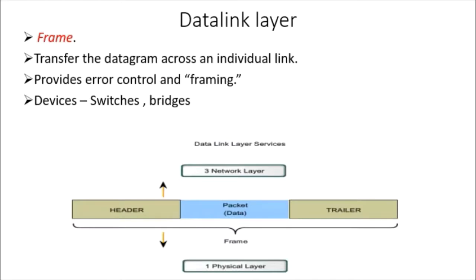Data link layer. The data link layer takes a datagram that it received from the network layer and encapsulates it in a packet called a frame. The communication channels that connect adjacent nodes are known as links. In order to move the datagram from source to destination, the datagram must be moved across an individual link. The main responsibility of the data link layer is to transfer the datagram across an individual link. The data link layer provides error control and framing. The devices used here are switches and bridges.